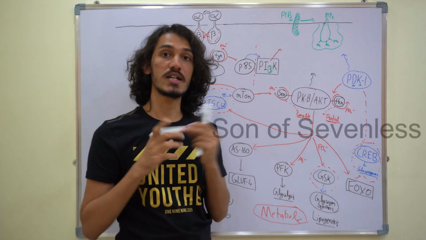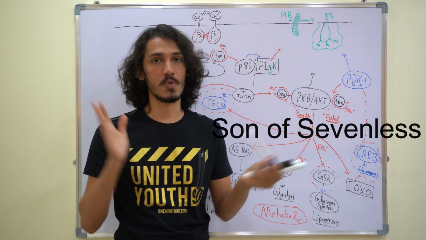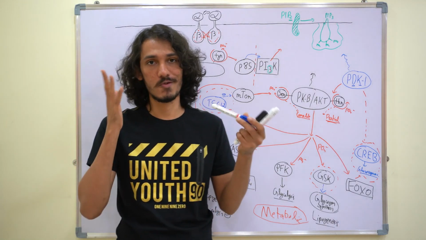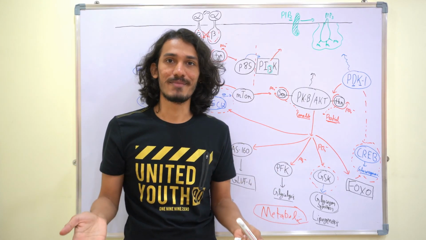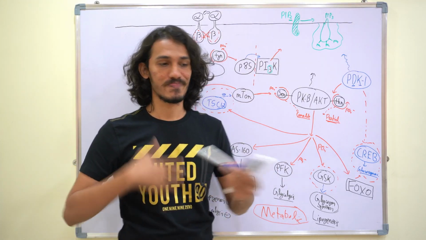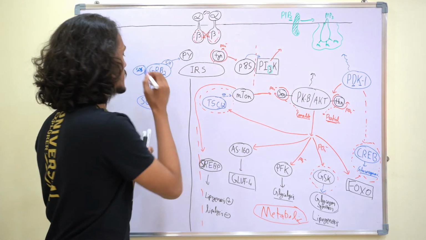It is called son of sevenless. I don't know why it's called so. If anybody of you knows, I tried finding it out. If anybody of you knows, please drop it in the comment. It will be helpful for me also. So that is called son of sevenless.